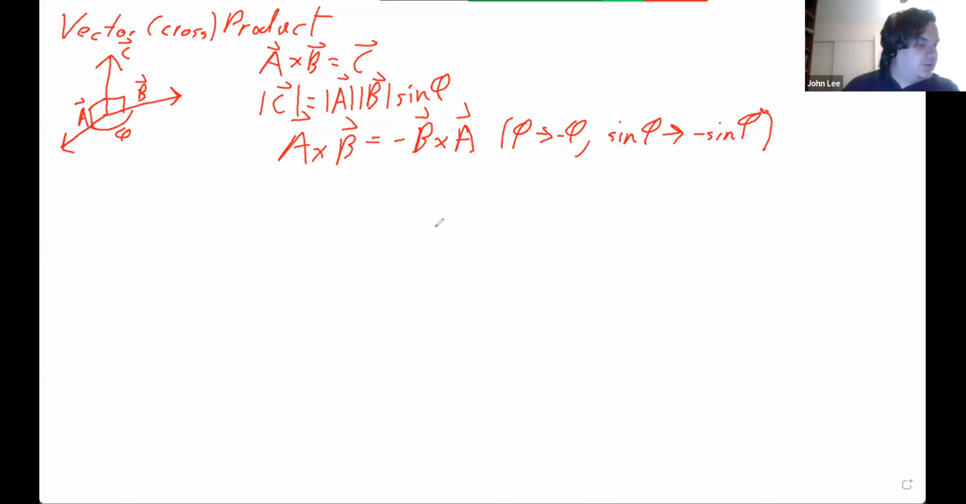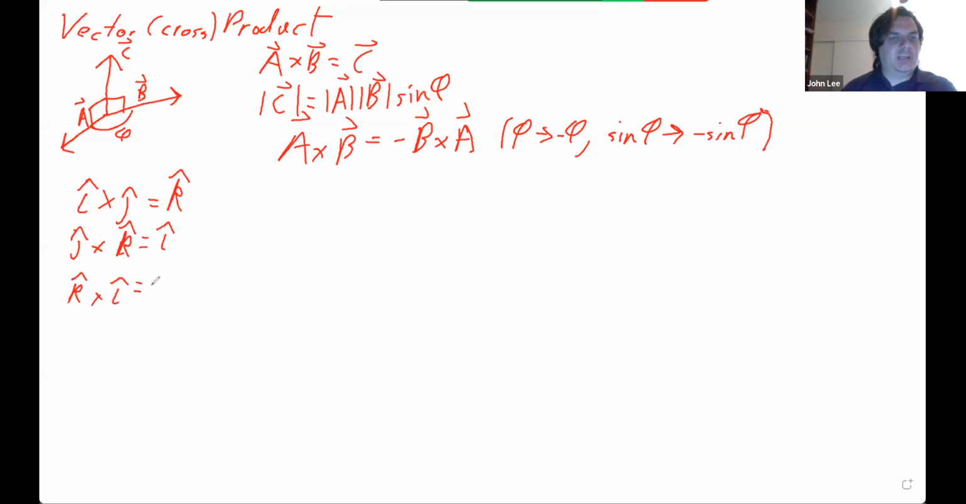But how you actually use it is that you realize that I cross J is equal to K, J cross K is equal to I, and K cross I is equal to J. So basically what I was saying, if the vectors are in the xy axis, then it's defined that the resultant product will be in the z axis, in the positive or negative z axis, and we define it to be the positive axis by something called the right hand rule, which I can show you.